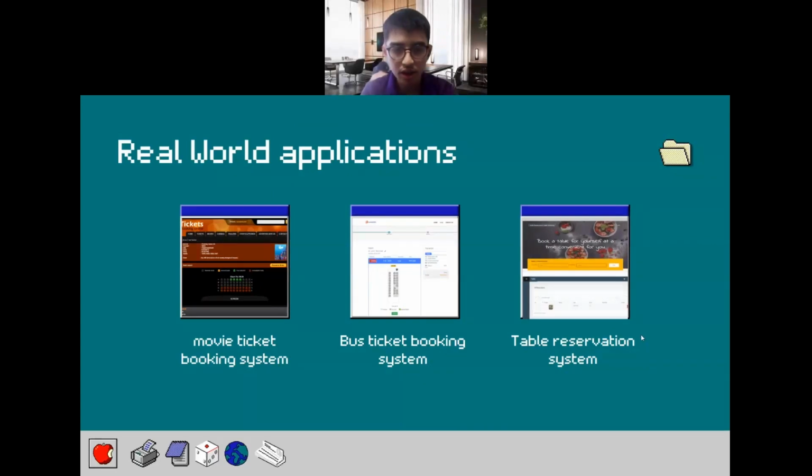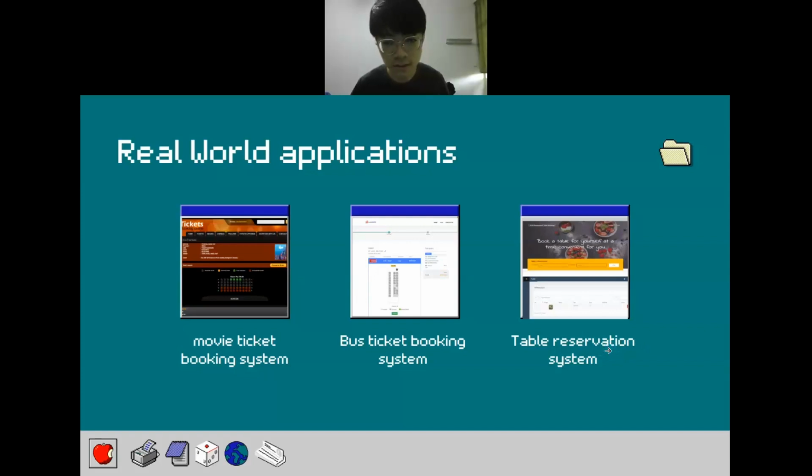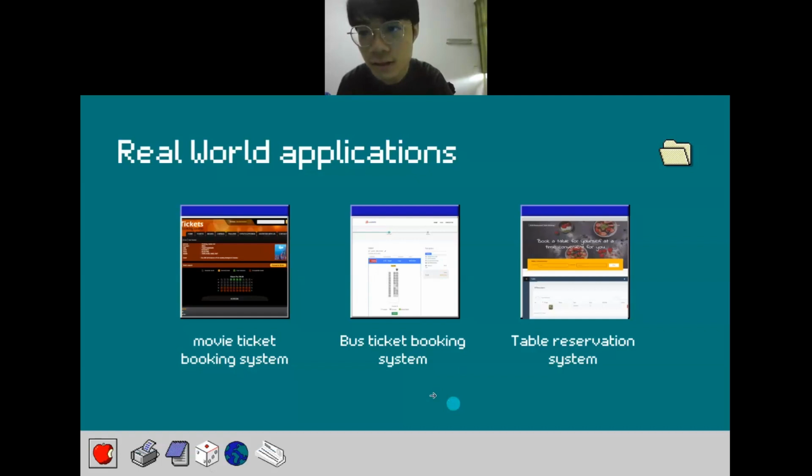So the real world application are movie ticket booking system. Okay, so my name is Chong Jun Ho. Now I'm going to present about the real application. So for the real application that implement the semaphore, there's a movie ticket booking system, bus ticket booking system, and table reservation system. And our library booking system is also using the semaphore implementation.